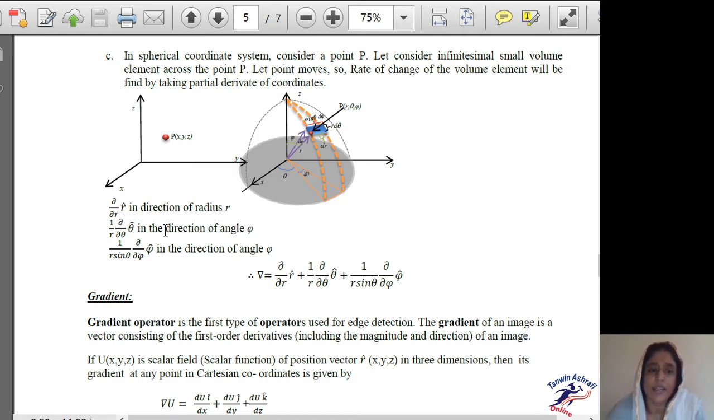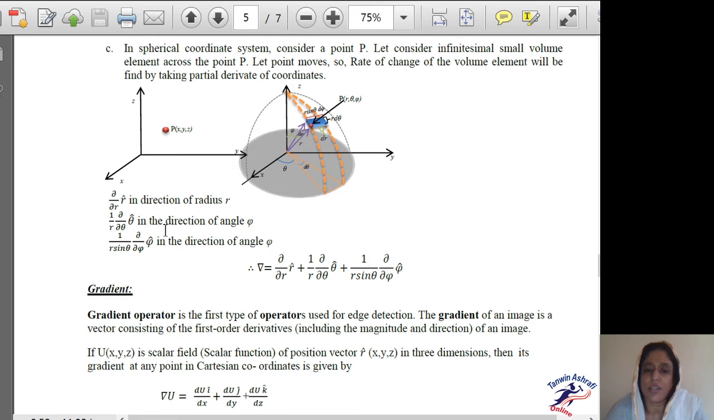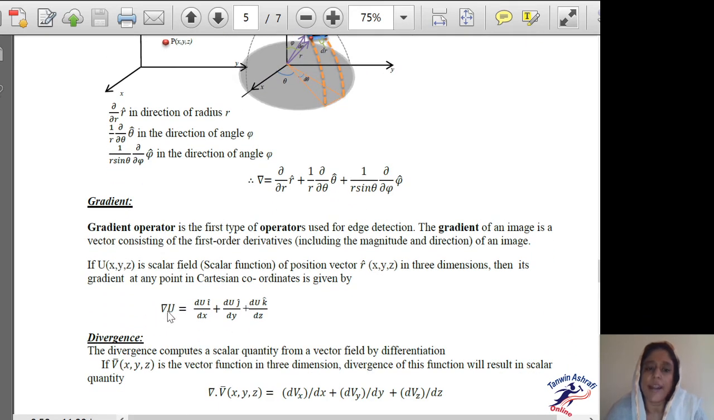Gradient. Gradient is the first type of operator used for edge detection. The gradient of an image is a vector consisting of first order derivatives. Let's suppose we have u of x, y, z, a scalar field of position vector r in 3 dimensions. Then its gradient at any point in the Cartesian coordinate system is simple. Gradient of u is equal to, as we have seen before, the delta operator: ∂/∂x of u, ∂/∂y of u, ∂/∂z of u caps.